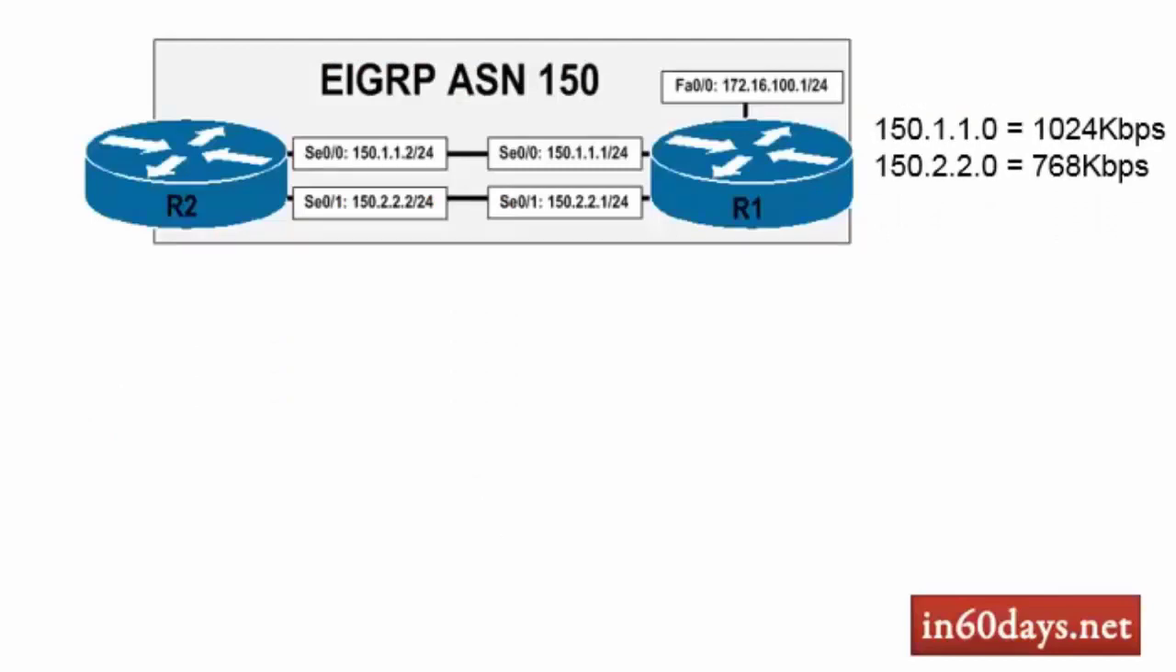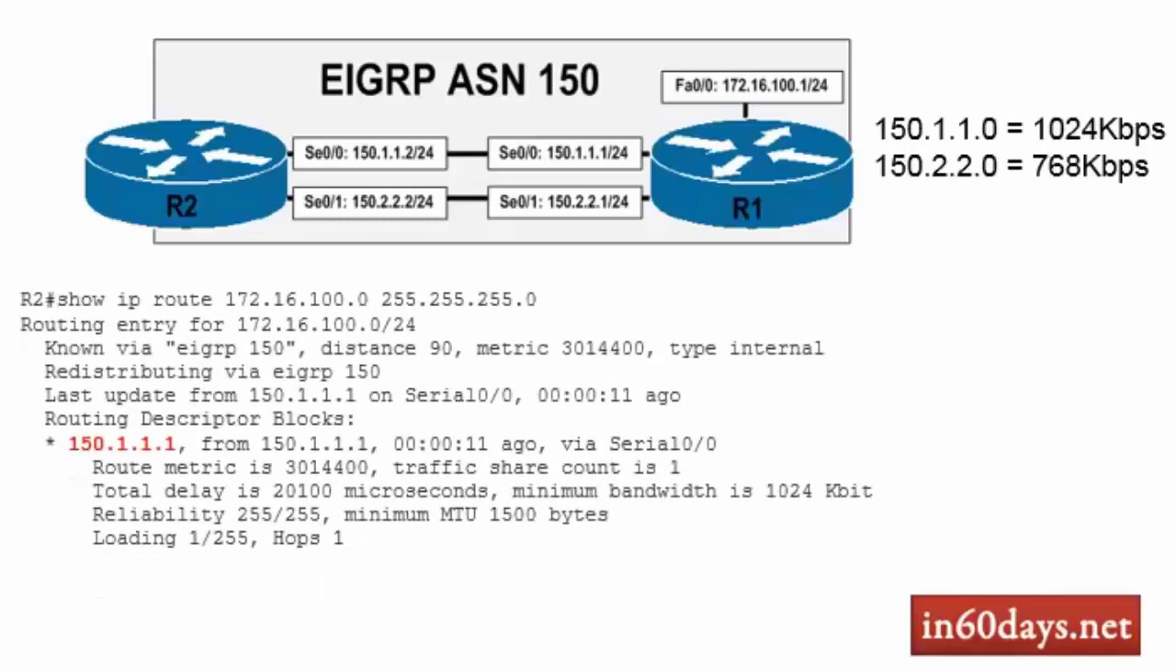We've got 2 routes. The 150.1.1.0 is 1024 kilobits per second, and the next route down, for whatever reason, is 768. Now, if you issue a show IP route, obviously, as we've said before, it's only going to show you the better route in the routing table. It's not got any variance added.